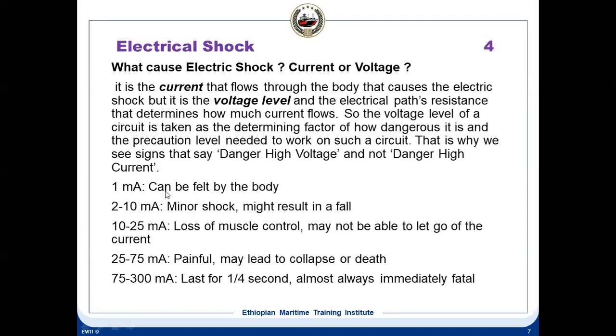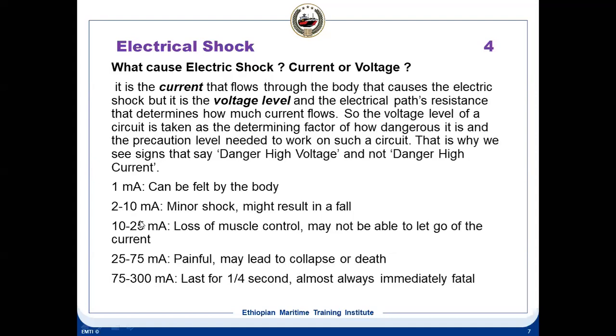Here you can see 1 milliamp means it can be felt by the body. 2 to 10 milliamps means minor shock, might result in a fall. 10 to 25 milliamps, loss of muscle control, may not be able to let go of the current. 25 to 75 milliamps means painful, may lead to collapse or death. 75 to 300 milliamps lasting a quarter second is almost immediately fatal. Even a small current can give you a shock if the resistance is less.